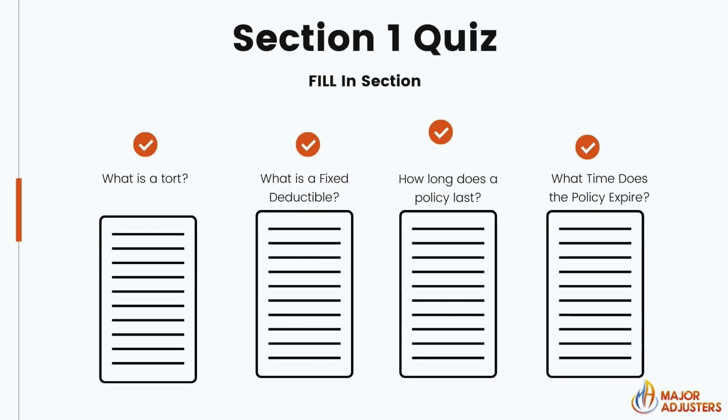Okay, so do yourself a favor, take this quiz. Don't forget we went over fixed deductibles, and on the test you're going to have to know that the policy lasts a year and that it begins and ends at 12:01.